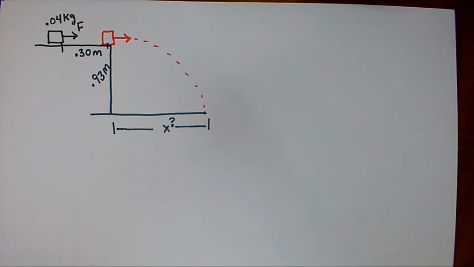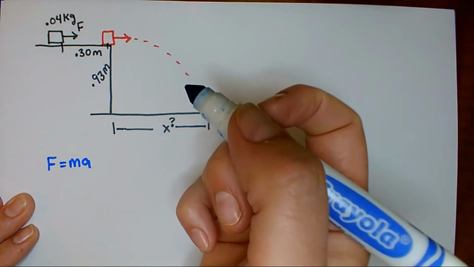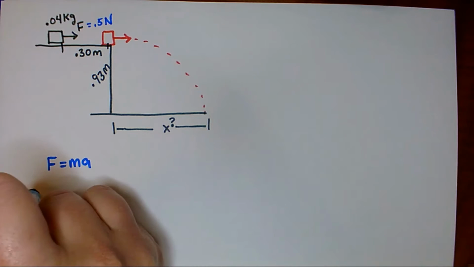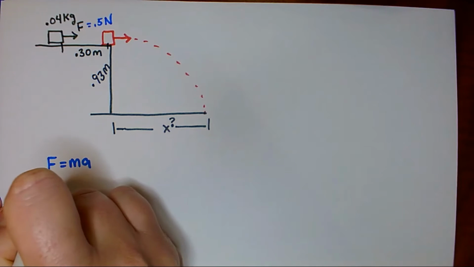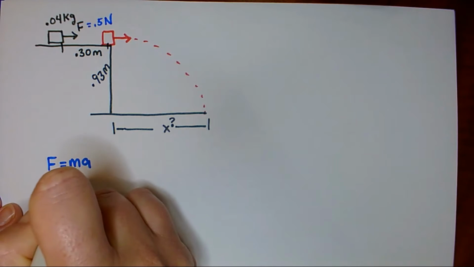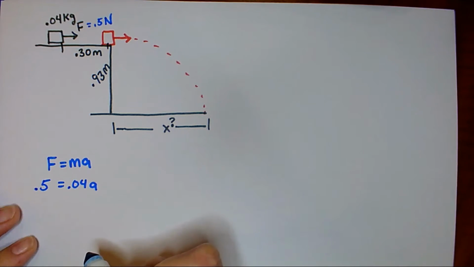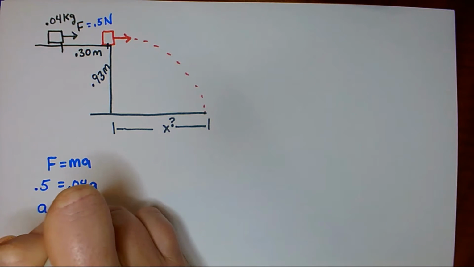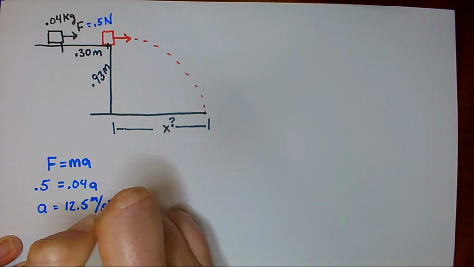The first step is to use F equals ma to find the acceleration. There's only one force in the horizontal direction, and it's the force from the mouse. I forgot that in the original diagram. So we have 0.5 equals 0.04 times acceleration. So we get an acceleration of 12.5 meters per second squared.